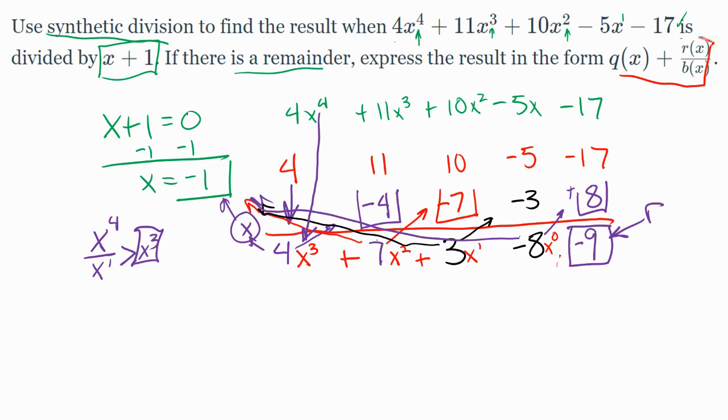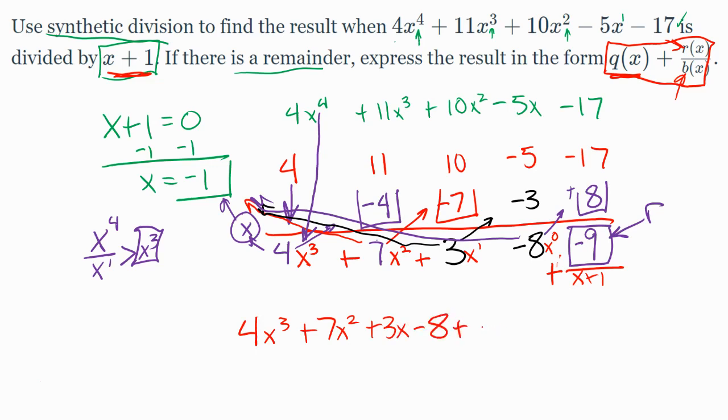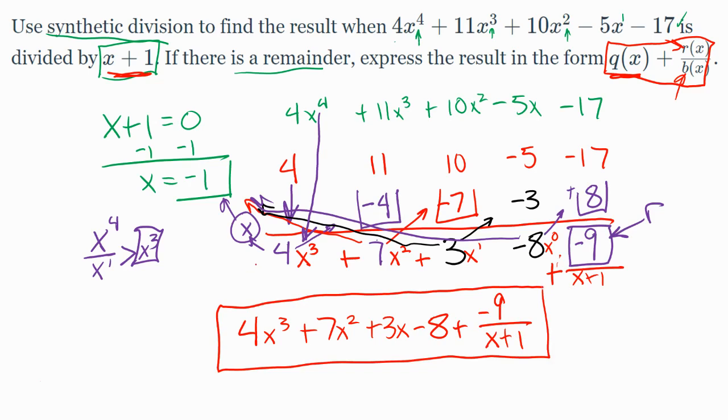Well, the remainder, I rewrite it this way. It says to write it as a quotient plus your remainder divided by your original divisor. This would be your b of x function, if you will. And so we put this over, so plus -9 over x plus 1. So my answer, the result of division, is 4x to the 3rd plus 7x squared plus 3x minus 8 plus the fraction -9 over x plus 1. That should be my result of division. And if I really cared, I could try to multiply that all by x plus 1. If I multiplied it by x plus 1, it should produce the original polynomial that I started with.